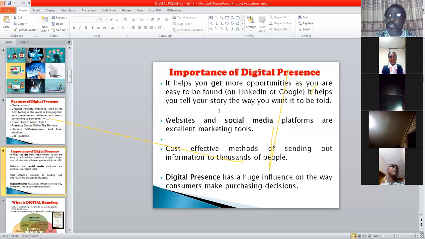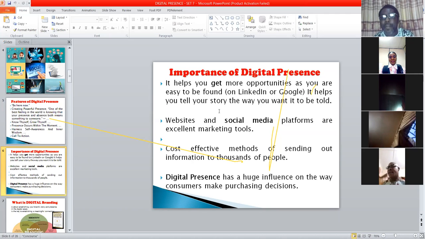Now, by the time you start doing something in the digital world and your presence begins to increase, you'll see that people will begin to call you. If you are not there, who will invite you? That's the importance of digital presence. That's why you must always be there. That's why you must always be reckoned with. Digital presence, you need it.